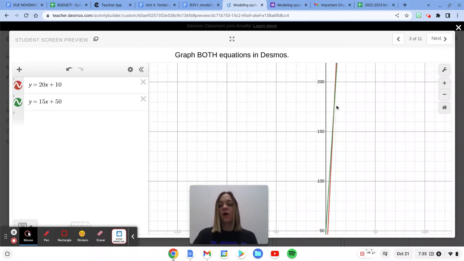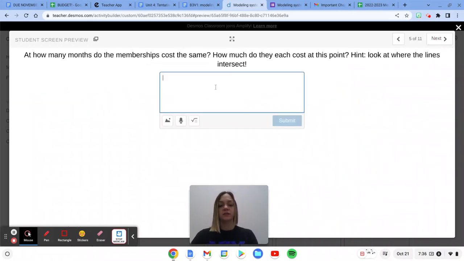So again, to find that, all I did was click on the lines, and it gave me this point. So this point is where they're crossing. At 8 months, both memberships cost $170.